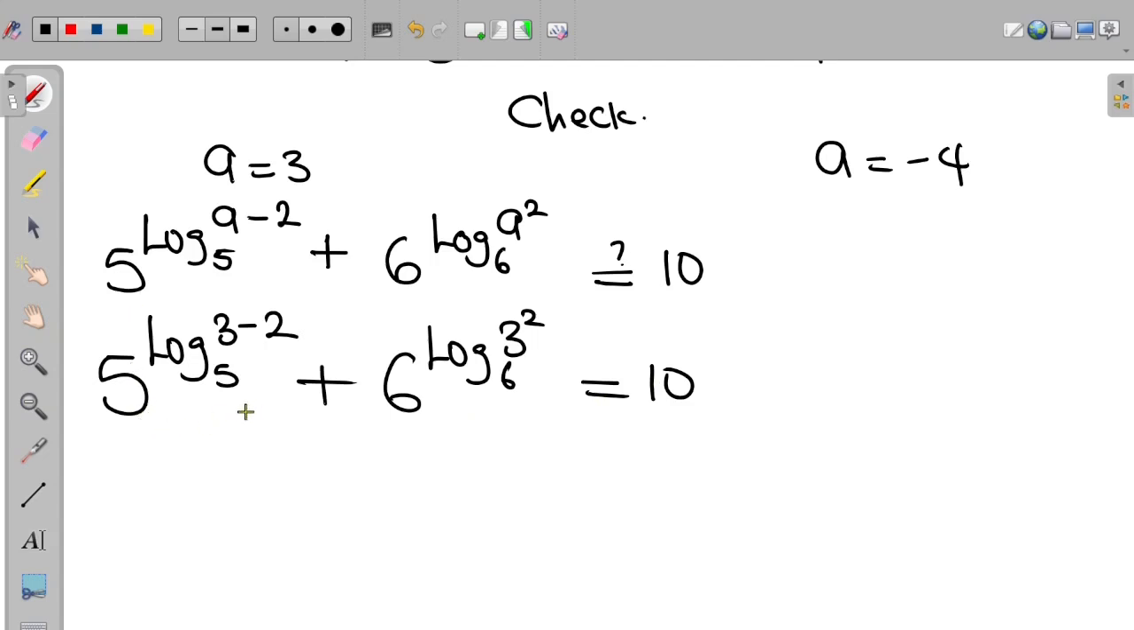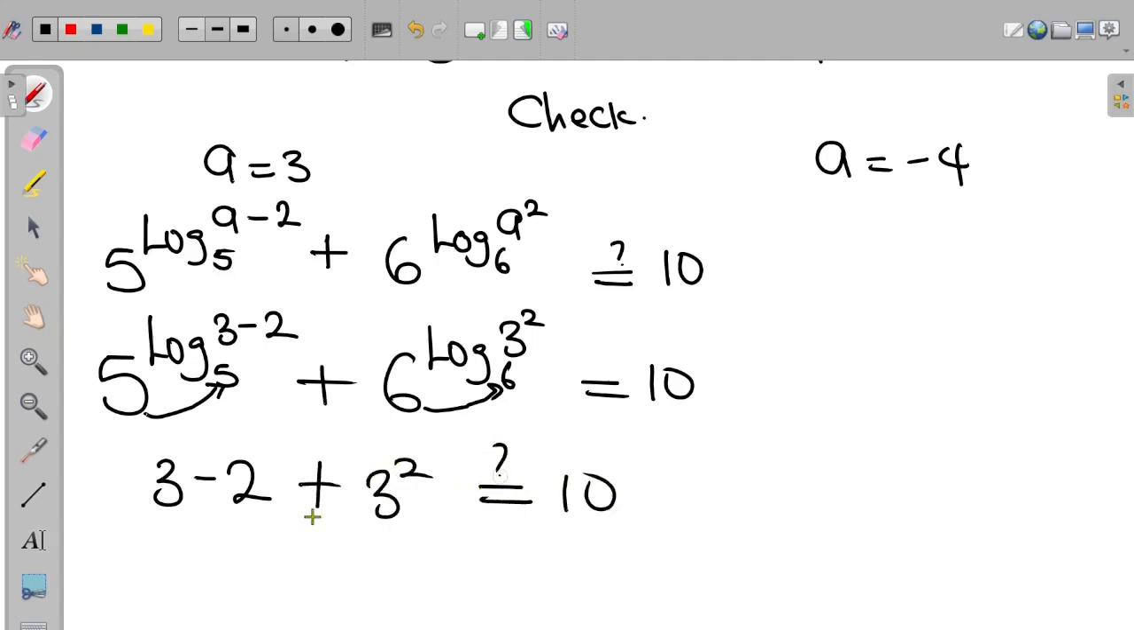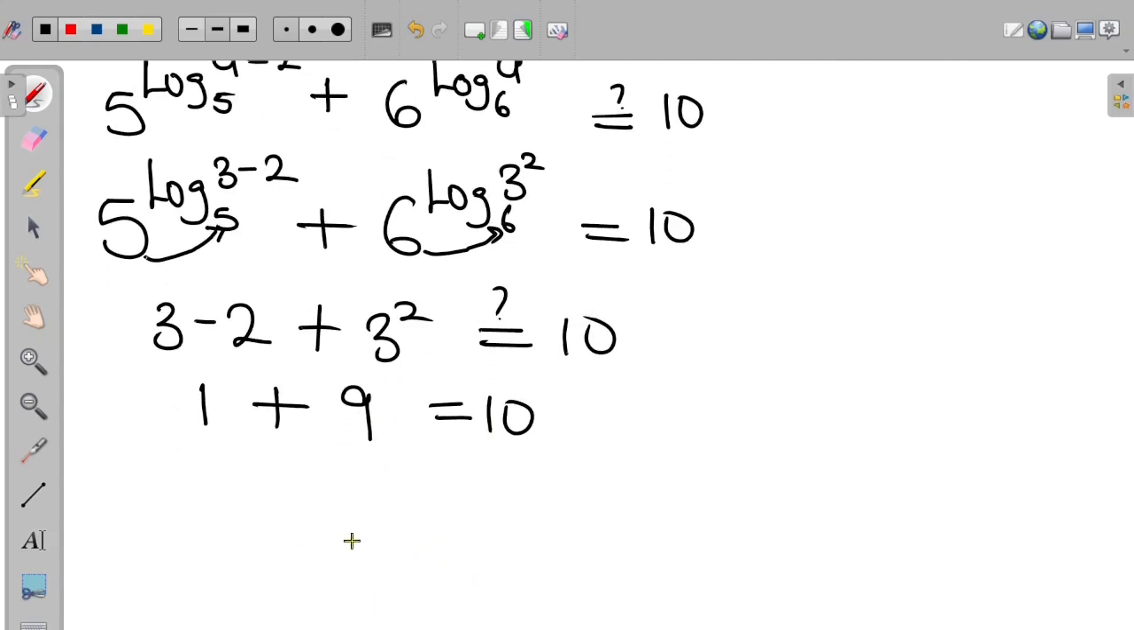So if you look at the left-hand side, when the base of the exponent and the base of the logarithm match, they cancel out. So therefore, this becomes 3 minus 2. And also here, they will also cancel out. So this becomes plus 3 squared equal to 10. 3 minus 2 is 1, plus 3 squared is 9, equal to 10. So therefore, we have it that 10 is equal to 10. Thus, a is equal to 3.